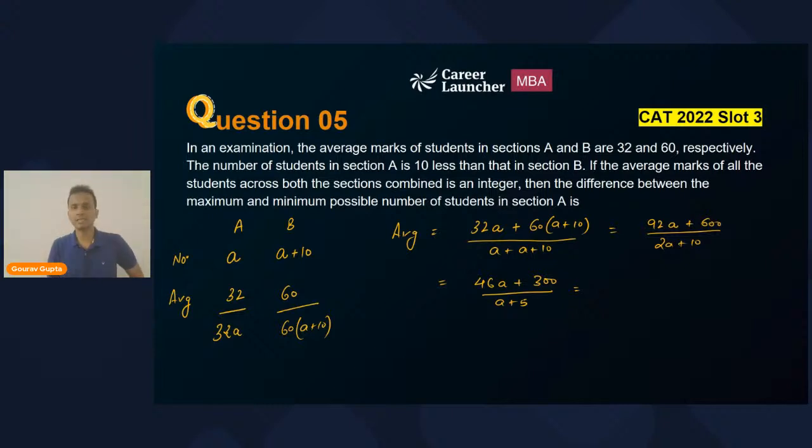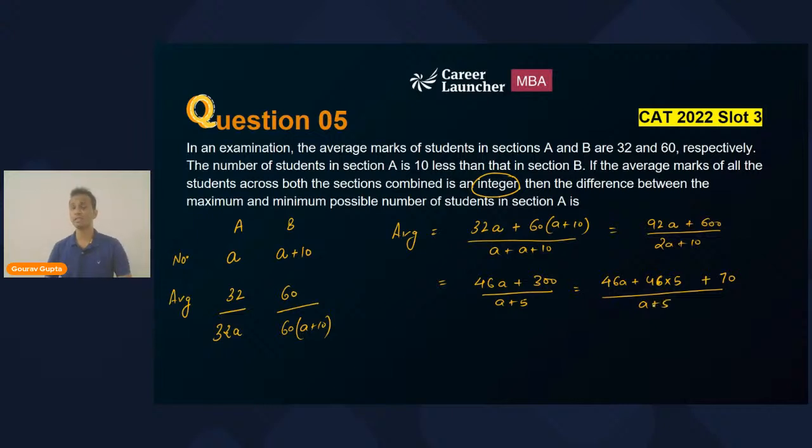Now we know that this entire value, the expression that we have got, should be an integer. Okay, right? So what I'll do is write 46A plus 46 multiply 5. I'll separate this out. Now, what is 46 multiply 5? It is 230. So from 300, if I've separated 230, I'll be left with 70, divided by A plus 5.